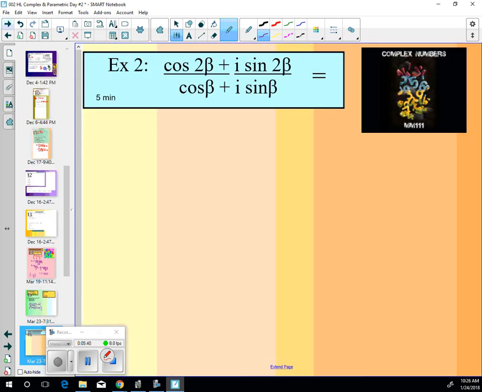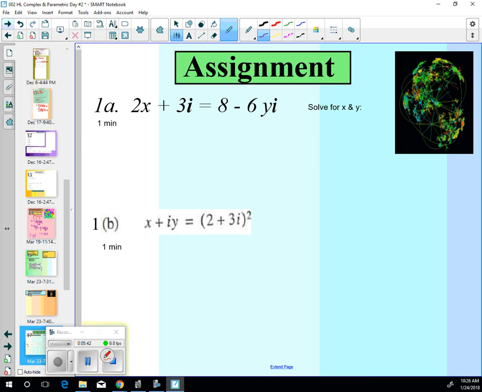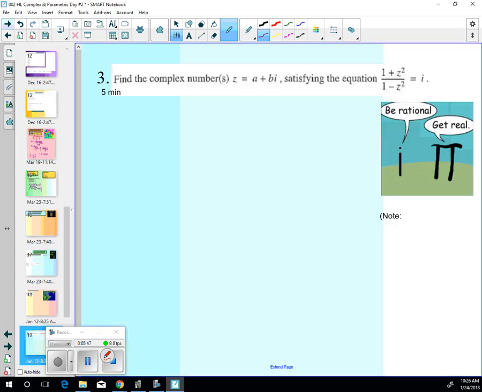We will play around with the trigs tomorrow. Your assignment is to do the complex and finish up those parametric multiple choice.